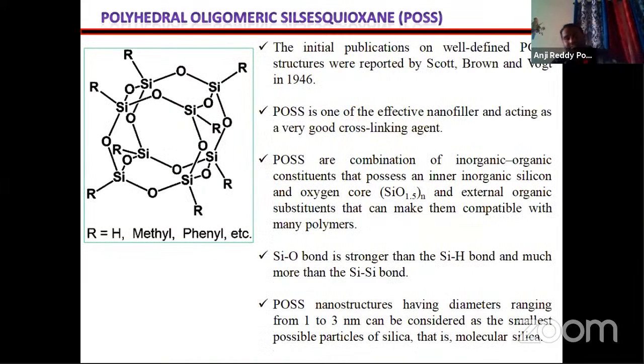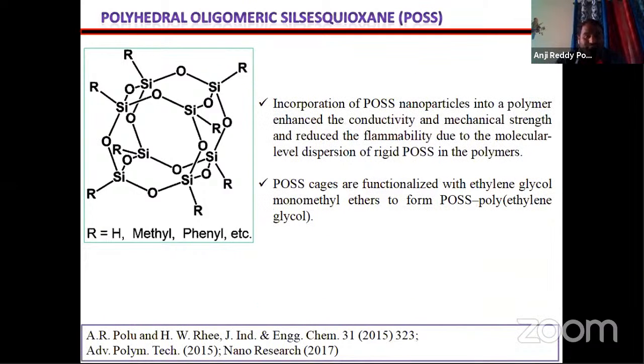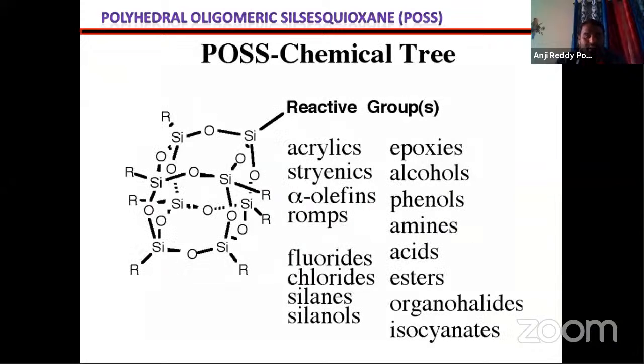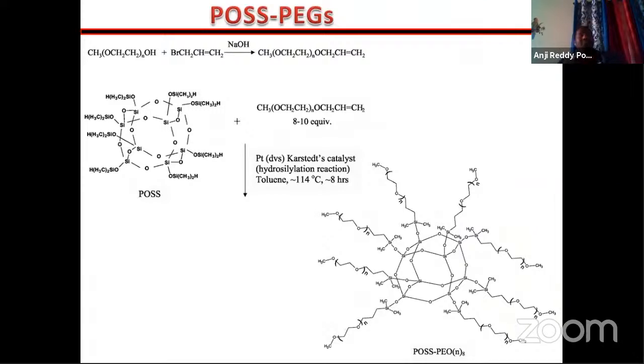These are the structures of POSS. Inside we have the inorganic cage, Si-O bonds, and outside we have the organic functional groups. This is the organic-inorganic hybrid nanoparticle. We have different POSS materials. This is POSS-PEG. Generally we use PU or PEG as the polymer host, but here we have synthesized POSS-PEG polymers, and this acts as the host. We synthesized these POSS-PEG polymers in our lab.